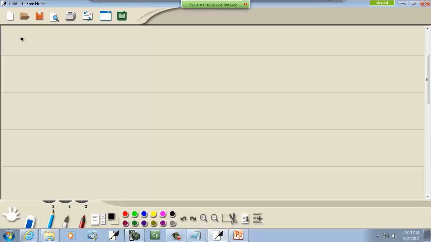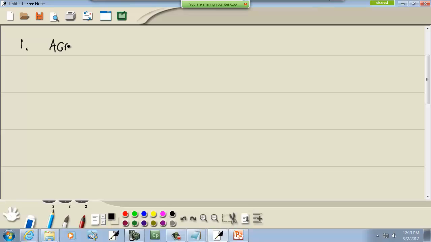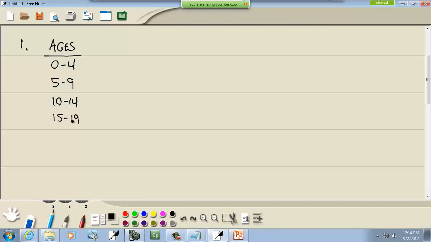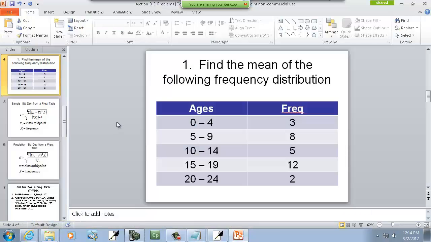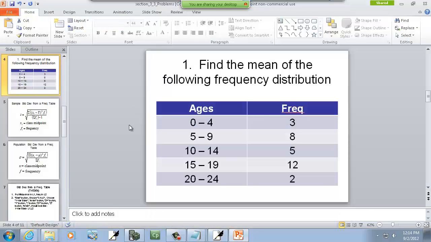Okay, so our first problem. We have ages 0 to 4, 5 to 9, 10 to 14, 15 to 19, and 20 to 24. Then we have our frequency, which is 3, 8, 5, 12, and 2. And the instructions are to find the mean.